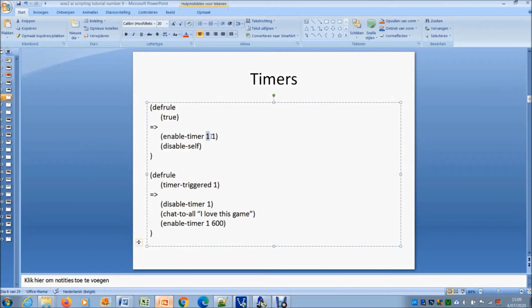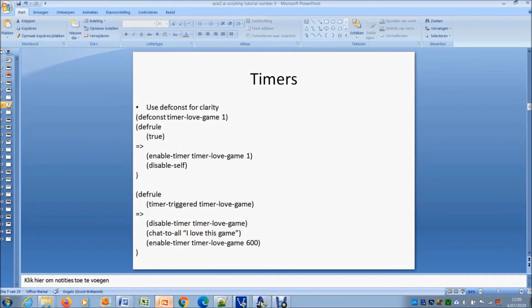Of course, this is a bit hard to follow, and if you remember in a previous tutorial video, we can use constants for clarity. So we def const and we call it timer love game, which is timer 1, and this will make it much more clear. Def rule true, enable timer love game 1 second, disable self, timer triggered timer love game. So when this is true after 1 second the first time, it will disable the timer love game, chat to all I love this game, and then re-enable the timer love game for 600 seconds, which is 10 minutes.